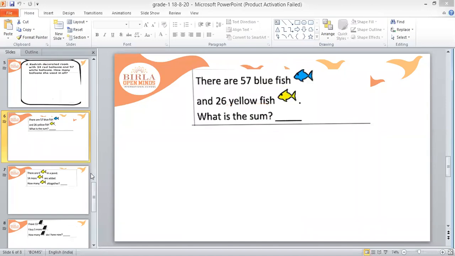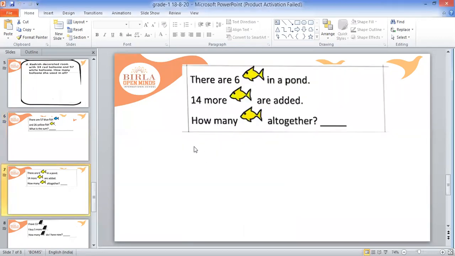Okay, so next. Yes, children, write down this question. Next question is, there are 6, okay, fish is not written there. You can see picture of fish is there, but fish is not written there. So you can draw a fish here, or you can write there are 6 fish in a pond. 14 more fish are added. How many fish all together? If you want to draw fish, you can draw fish here, or else you can write the spelling F-I-S-H, fish, instead of drawing this fish.